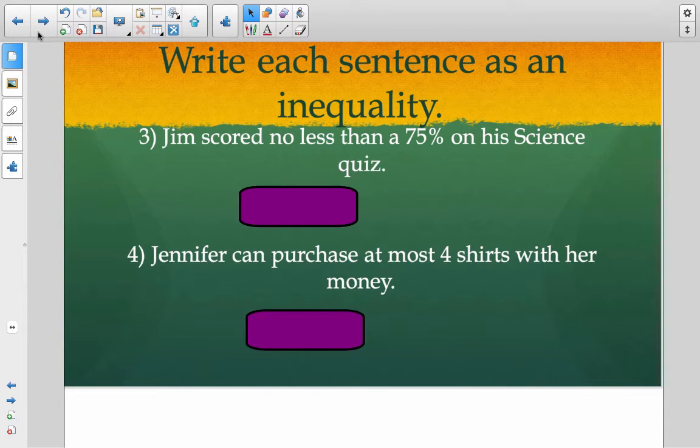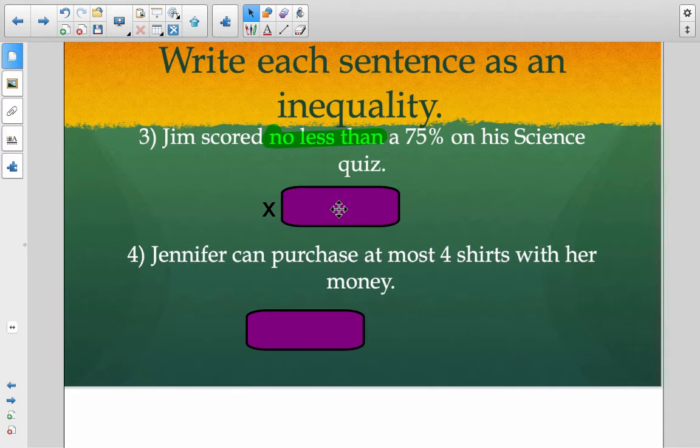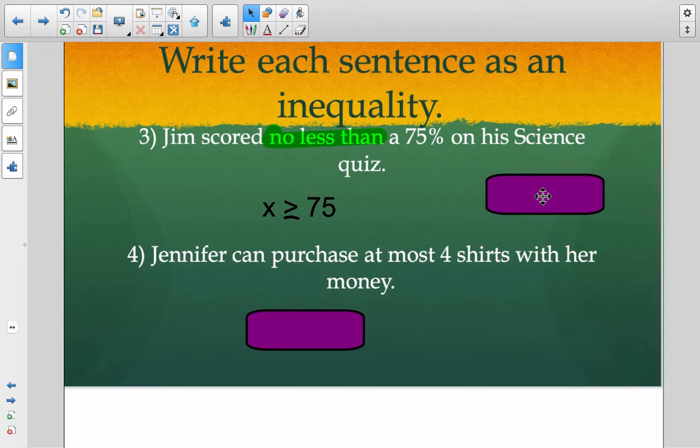Next up, number 3: Jim scored no less than a 75 on his science quiz. If I look for my keywords, I see no less than. No less than goes with the symbol greater than or equal to. So Jim scored greater than or equal to a 75. I take a variable x to represent his score, x is greater than or equal to 75.